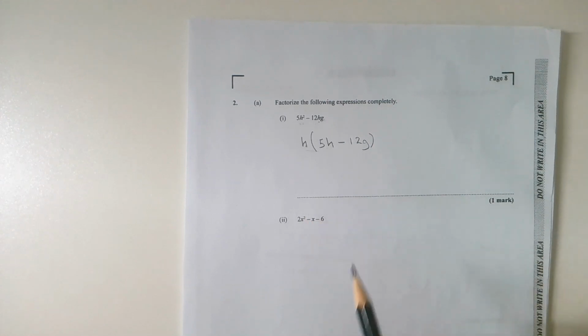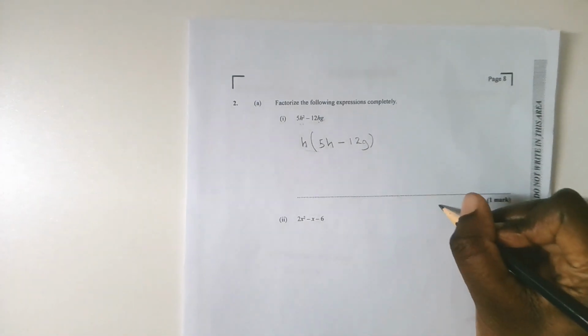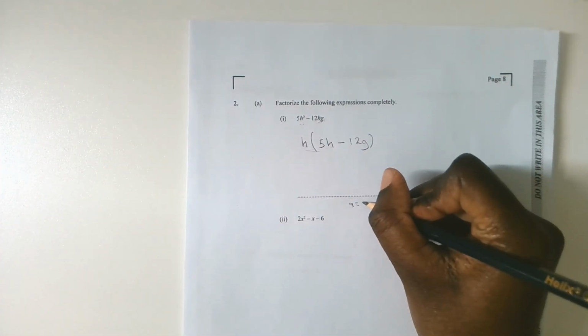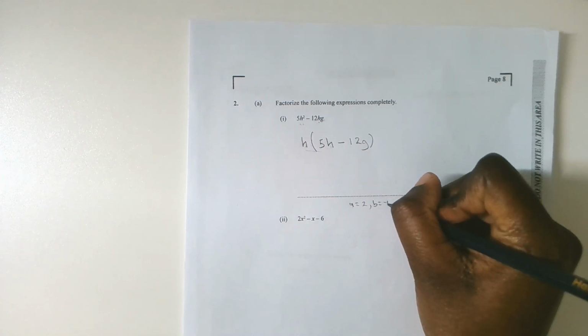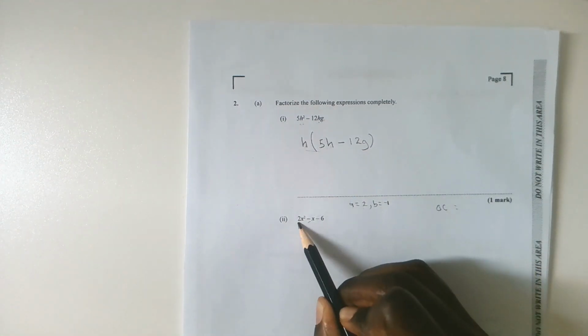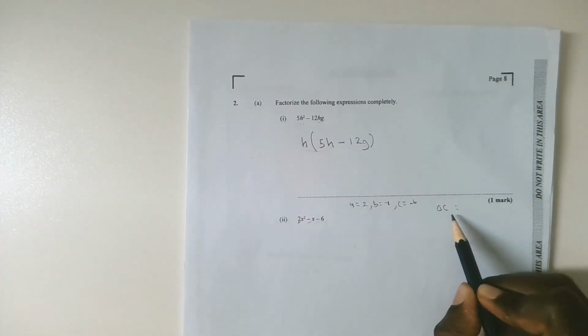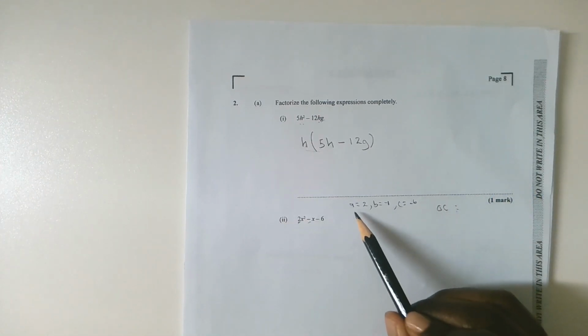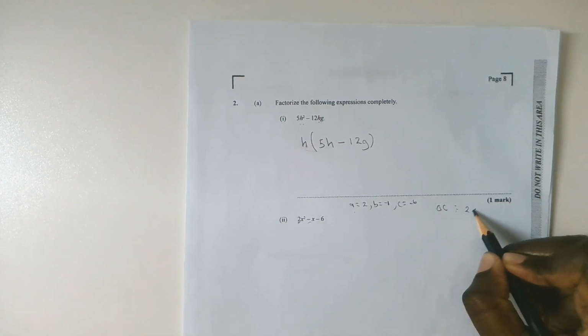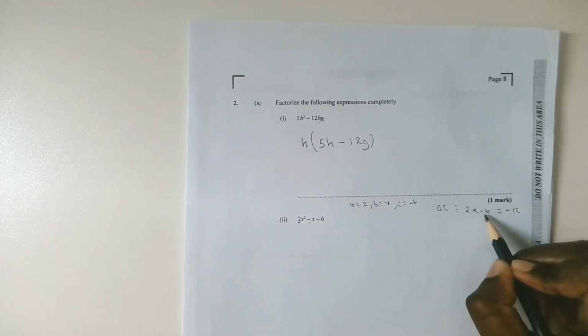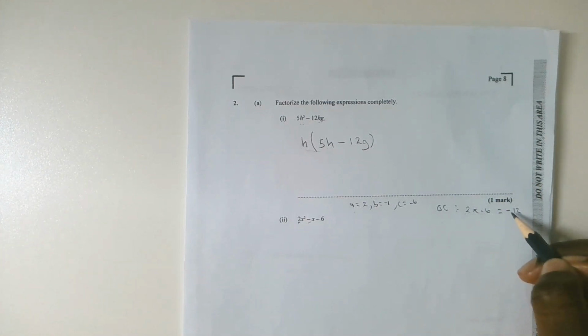Moving on to part 2, we have 2x squared minus x minus 6. We can use the AC method here. So that means let us write our values for a. So we have a is equal to 2, b is equal to negative 1, which is this value here, and then we have c is equal to negative 6. So for our AC method, we have to multiply the value of a and c, which is 2 times negative 6, and that would give us a negative 12. 6 times 2 is 12, and the negative multiplied by a positive gives us a negative value.